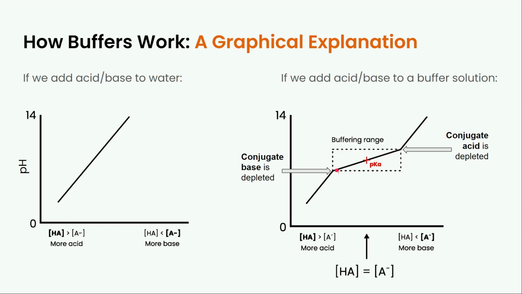And as I marked on the graph, you get these termini where you've used up all your conjugate acid, and your pH drastically increases when you add some more base. Or here, you've used up all your conjugate base, and the pH drops off when you add more acid.